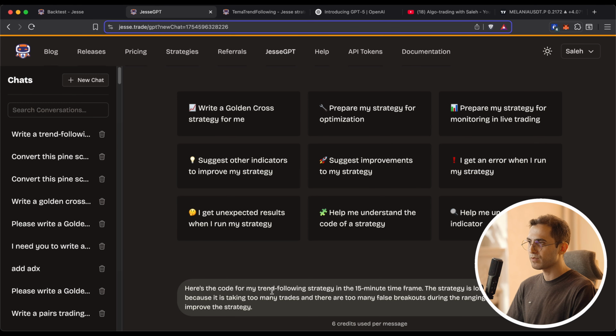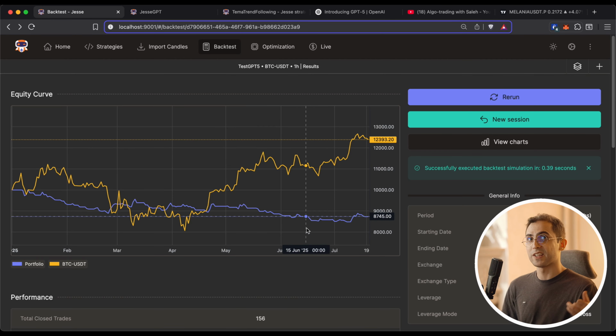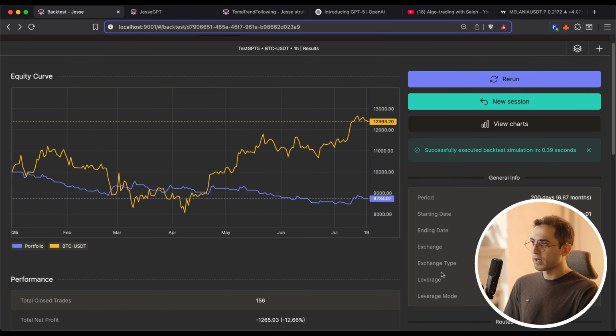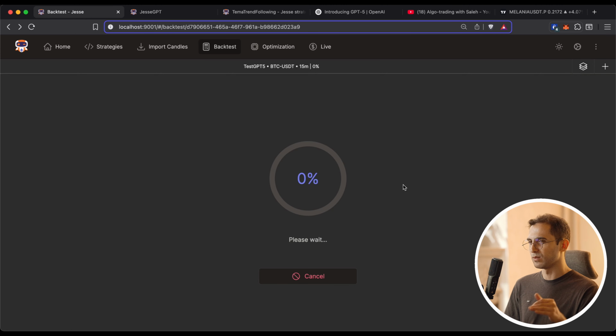All right, next, here's a quote from my trend following strategy in the 15 minutes time frame. The strategy is losing money because it is taking too many trades and there are too many false breakouts during the ranging markets, please improve the strategy. So we're talking about this same strategy that it just wrote for us. You see it's losing money. Now, by the way, I didn't execute it on the 15 minutes. So let's do this. Let's also disable the charts so that it would go a little bit faster.